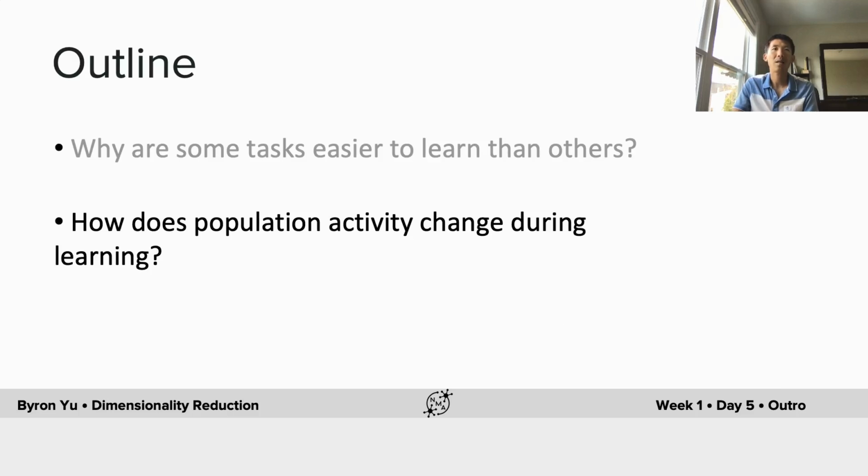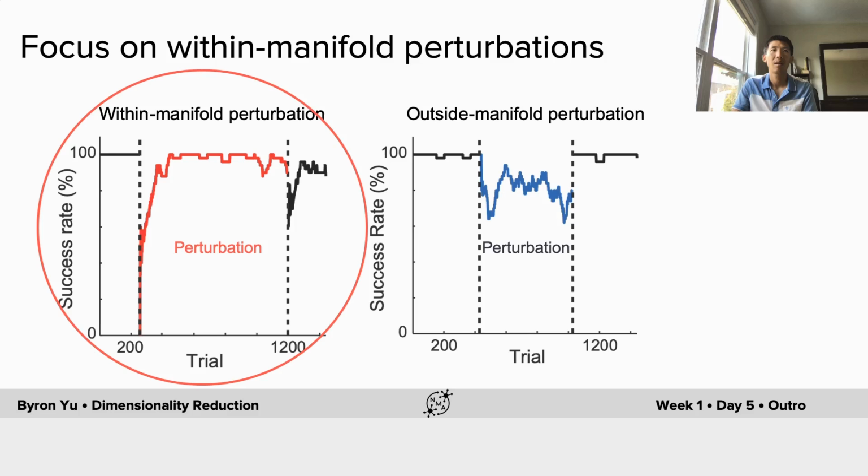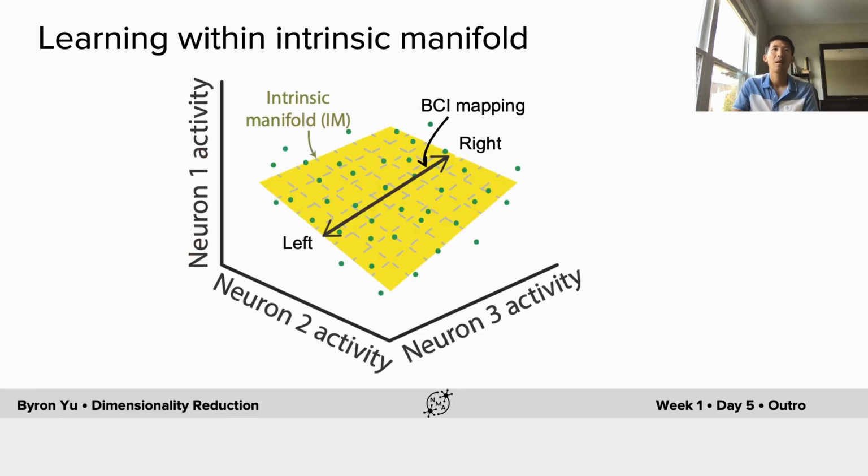So let's now move on to the second part, which is to ask, how does neural population activity change during learning? For this, we're going to focus on the within manifold perturbation sessions, because these are the sessions in which we saw the most learning. And we're going to look down into the intrinsic manifold and ask how neural activity reorganizes during learning.